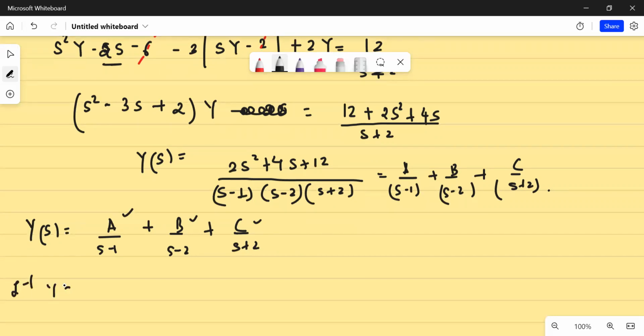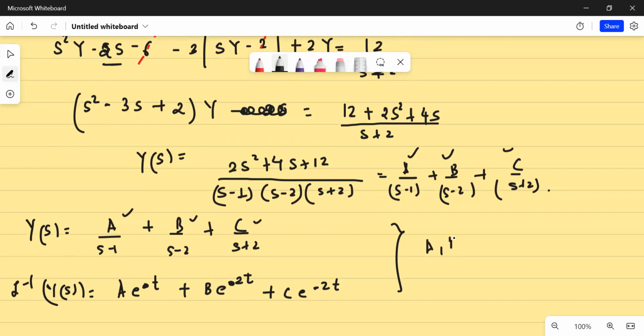So the Laplace inverse of Y(s) would be simply A times e to the power t, plus B times e to the power 2t, plus C times e to the power minus 2t. You have to find A, B, C from here. This I'm leaving to you as homework. Find A, B, C.